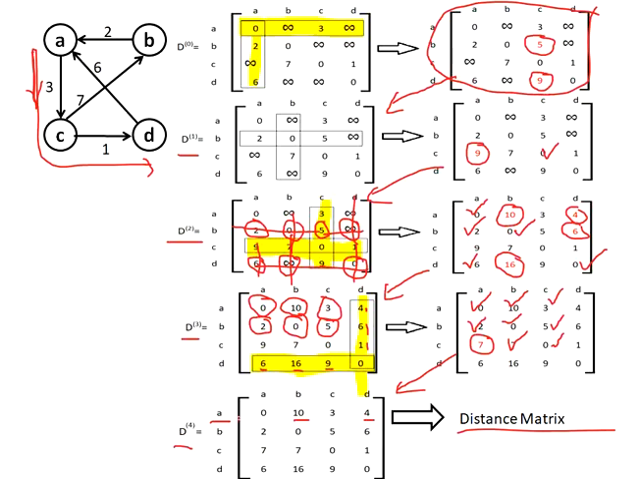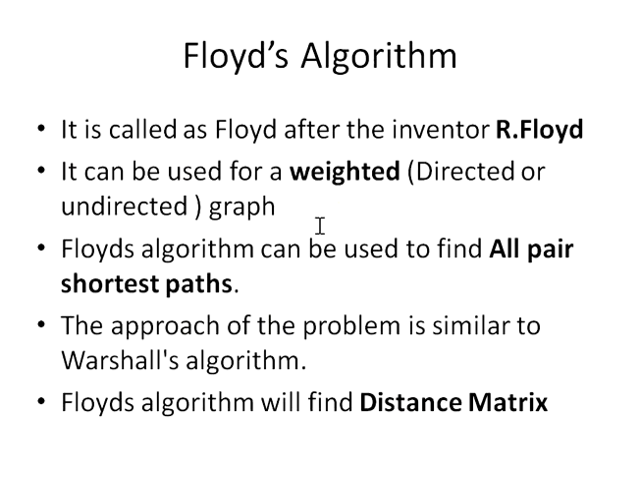So this is how we represent our distance matrix. This is the way we get it, and this distance matrix has been achieved through Floyd's algorithm. So this is how we have achieved Floyd's algorithm.